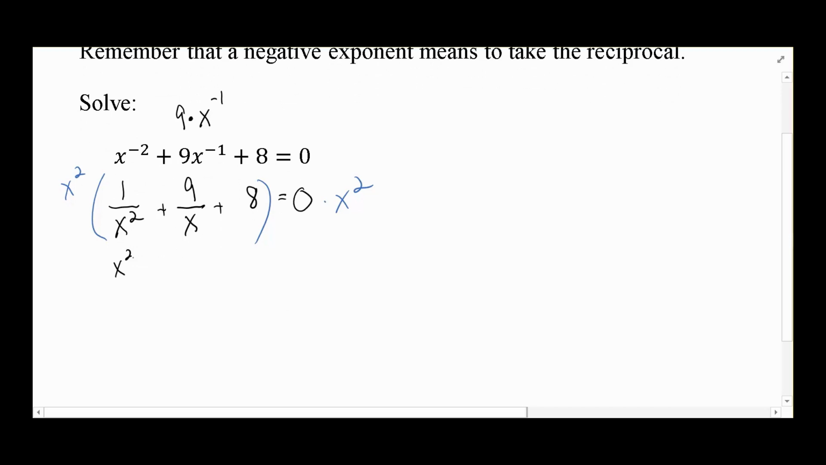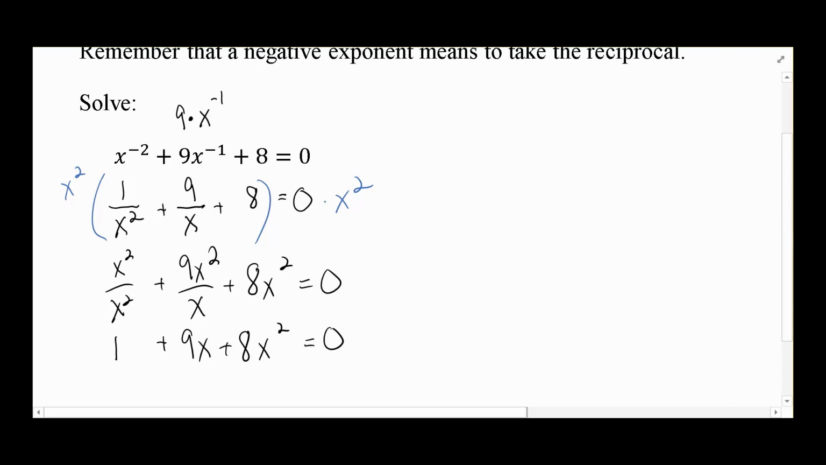That would give me x squared over x squared plus 9x squared over x plus 8x squared equals 0. That would give me 1 plus 9x plus 8x squared equals 0. And I'm not going to complete the problem from here, but you could factor it, set each factor equal to 0, and go from there, keeping in mind that your denominator can't be 0, so x can't equal 0.